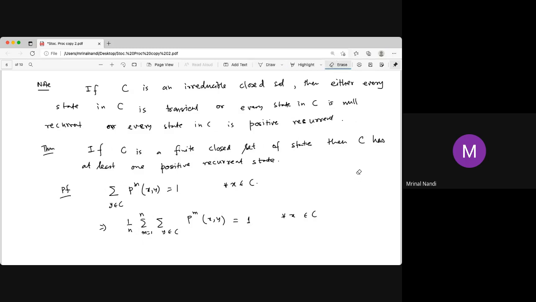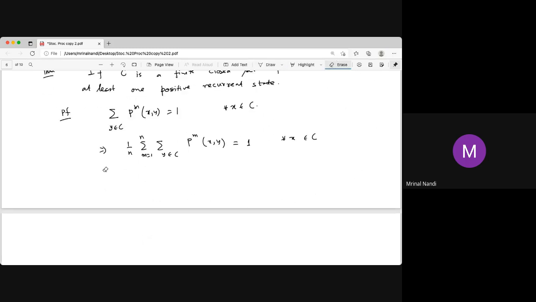Now we just interchange the summation, because C is a finite set, we can interchange that. That is the idea. Since it is finite, we can interchange the finite sum. If it is infinite, there is a problem.